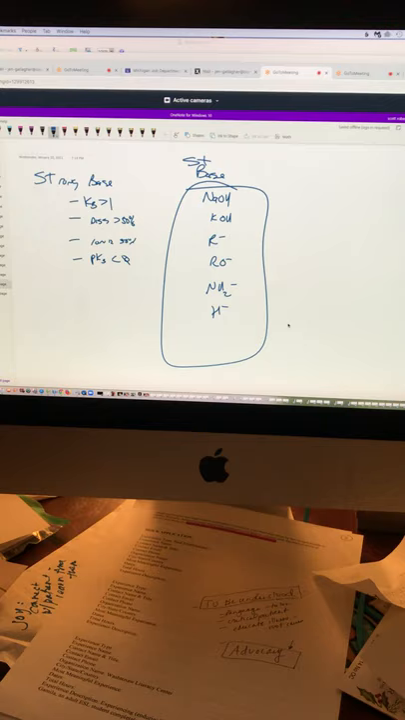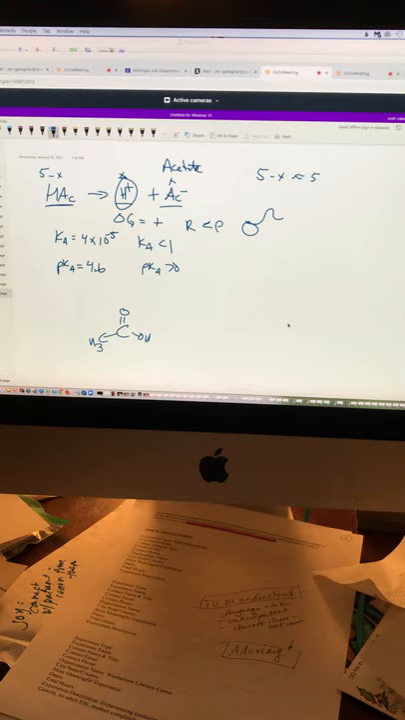So let's try it again. Acetate is weak or strong? Weak. Do you understand? I don't know where you learned this, but let's get it out of your brain. The conjugate of a weak is weak. The conjugate of a weak is weak. Got it? I will prove it to you.